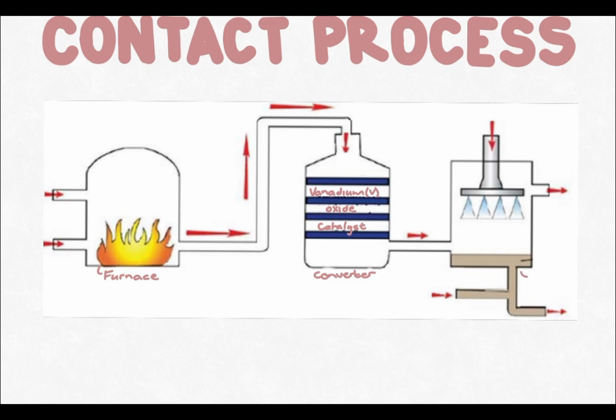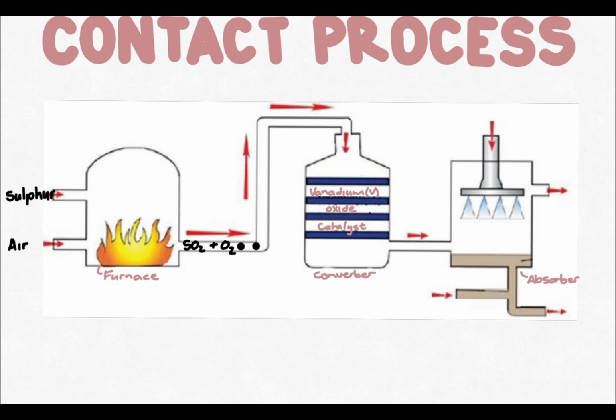Then lastly, we need an absorber. Here we use sulfuric acid and sulfur trioxide to form oleum, which is disulfuric acid. This is then converted to sulfuric acid. So in this process, we have 3 different stages. In the first stage, we produce sulfur dioxide. We do this by using oxygen and sulfur. We burn the sulfur and oxidize it into sulfur dioxide. We can also do this process by roasting sulfide ores to form sulfur dioxide.